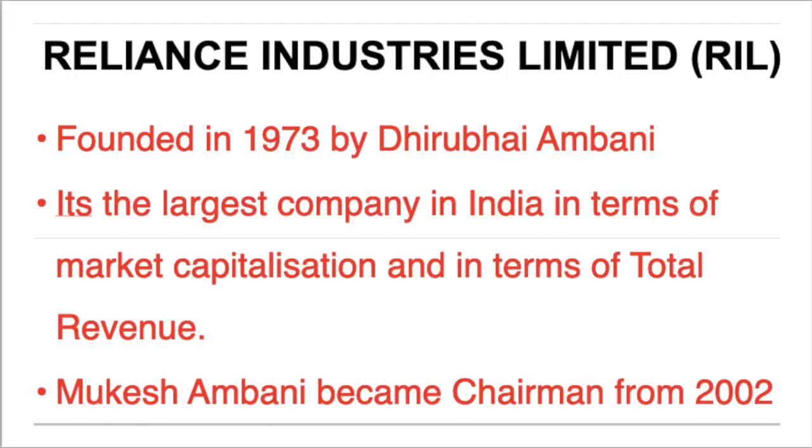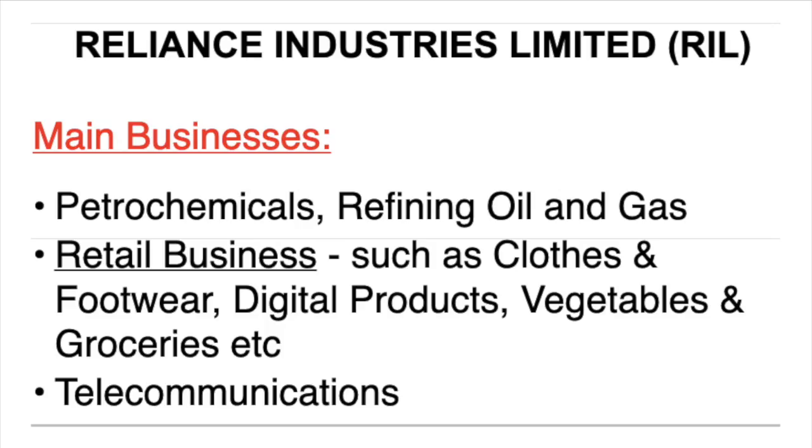It is the largest company in India in terms of market capitalization and total revenue. Mukesh Ambani became chairman from 2002. What's the main business? Petrochemicals, refining, oil and gas, and they are in the retail business: clothes, footwear, digital products, vegetables, groceries. Another interesting diversification is telecommunication in terms of Jio telephone.